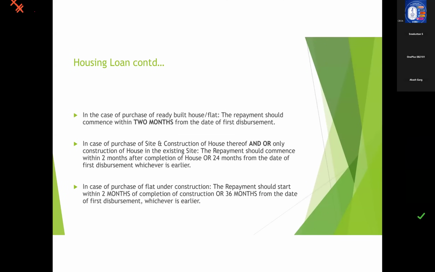Now, coming to another important aspect of housing loan. Suppose we are financing a ready-built house or flat, the repayment should commence within 2 months from the date of first disbursement. Normally we give 1 year, 18 months, and 24 months of repayment holiday for completing the construction. But in the case of a ready-built house or flat, you cannot give that much repayment holiday. You can give a maximum of 2 months of repayment holiday from the date of first disbursement. So the question here is, what is the maximum repayment holiday that you can give in the case of purchase of a ready-built house or flat? That is 2 months.